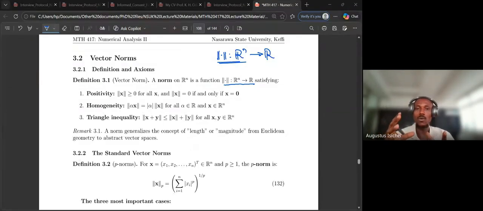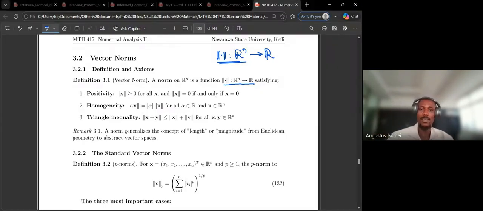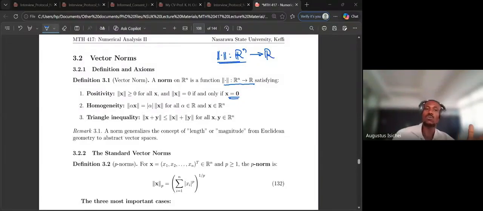And what are the properties? What should you look out for to say, oh, this is indeed a norm? Number one, the norm must satisfy the following properties. Number one, positivity. It means that the norm of any vector in the space must be greater than or equal to 0 for all x. And it's going to be equal to 0 if and only if the vector you're considering is a 0 vector. That's what we mean by positivity.